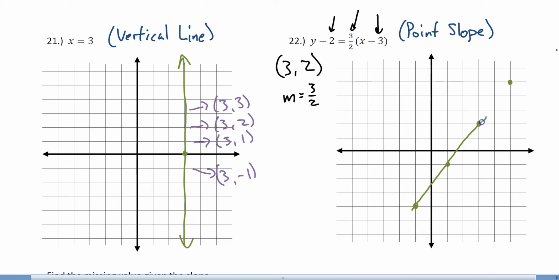Now I can draw my line. Ooh, hit a little bit of a bump there. Let me try again.